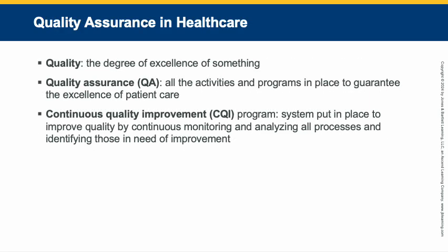So we will start out with quality assurance in healthcare. Quality is the degree of excellence of something. Quality assurance in healthcare includes all the activities and programs put in place to guarantee the excellence of patient care. Quality assurance is a continuous process that aims to identify quality problems and establish criteria and standards to address them.